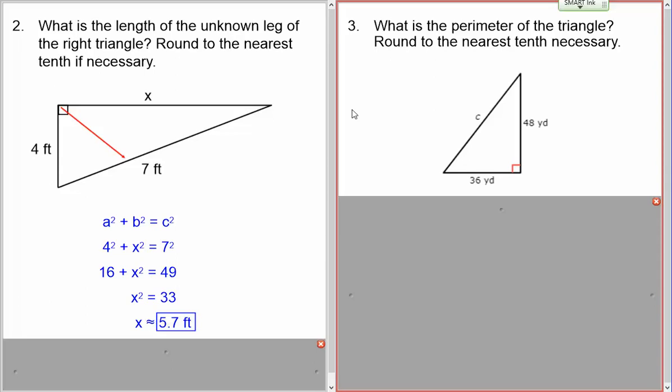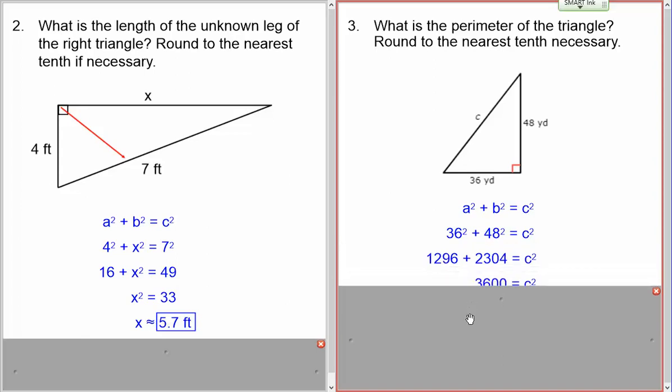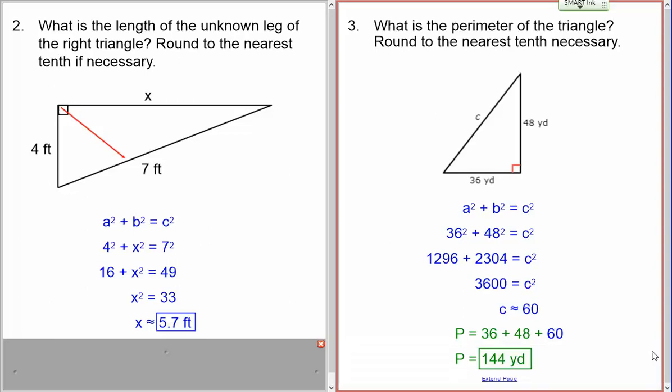Perimeter of this triangle. Before we can find the perimeter, we have to know that third side. So we have to find that hypotenuse. 36 squared plus 48 squared equals c squared. That's 1296 plus 2304 equals c squared. So the square off the hypotenuse would have an area of 3600, and the third side would be about 60 yards. The perimeter is the sum of the three sides, which is 144 yards. So there's just that added step of adding the three sides together to get the perimeter.